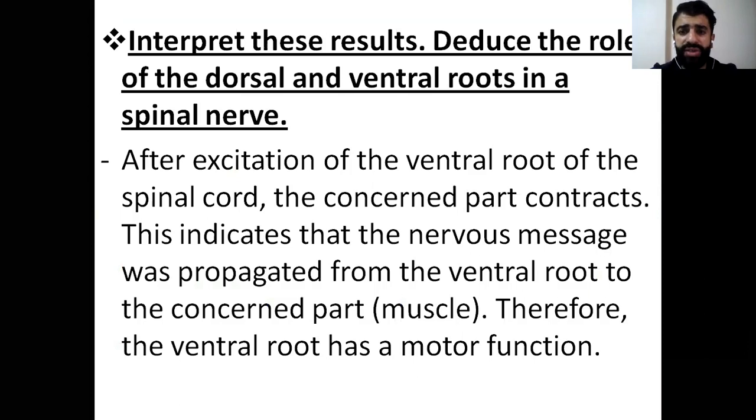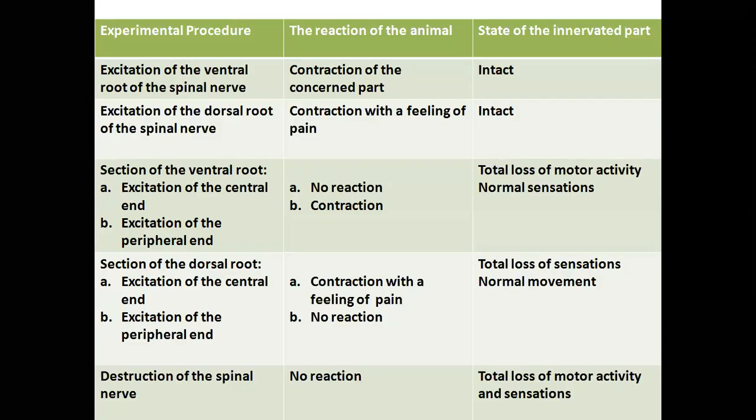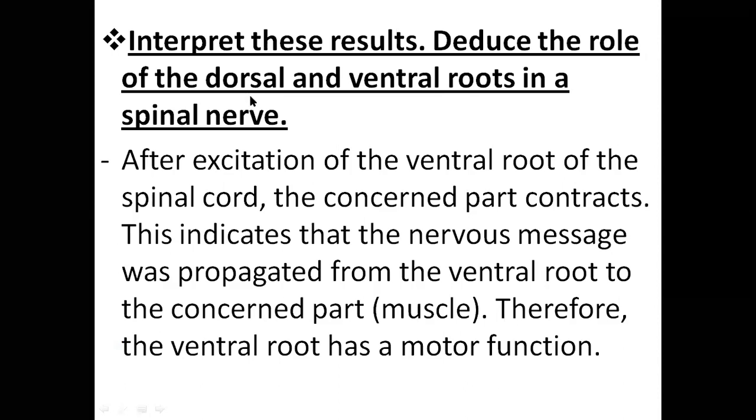Now interpret these results to deduce the role of the dorsal and the ventral root in the spinal nerve. What did they do? First, they did excitation of the ventral root of the spinal nerve, and we have contraction of the concerned part. What does this indicate? This is the interpretation, analysis, plus indication. It indicates that the nervous message was propagated from the ventral root toward the muscle. So the ventral root has a motor function.